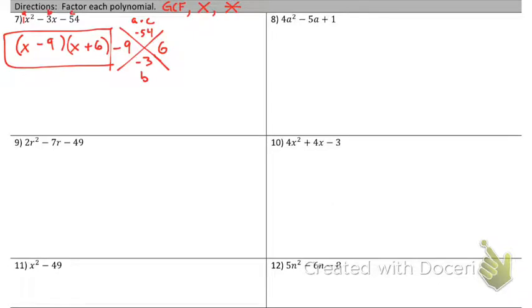Okay, let's jump over to number 9. All right, so number 9, there is no GCF because I cannot divide anything out of 2, 7, and 49, and they do not have an R in common. So I'm going to go ahead and either use X or Snowflake. I have to decide, and the reason I'm using Snowflake is because I have something other than 1 in front. I have a number 2 in front here. So my A value is not 1, it's 2.